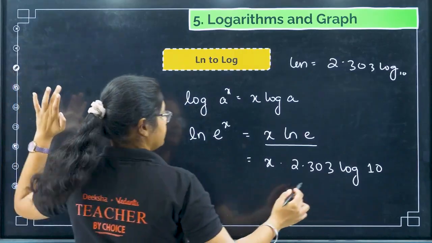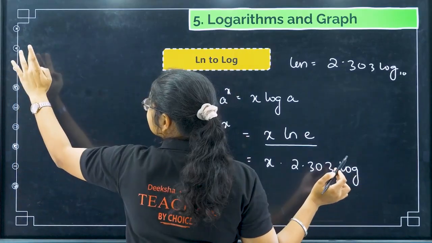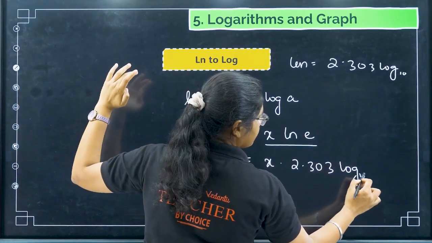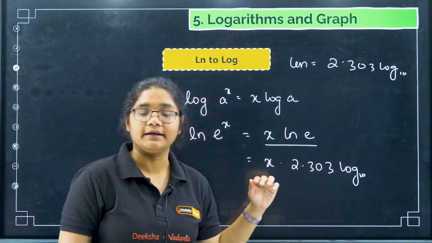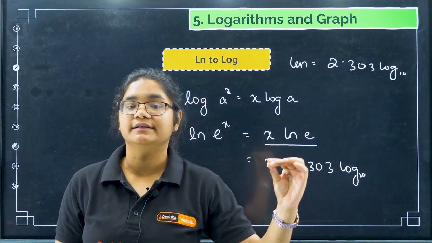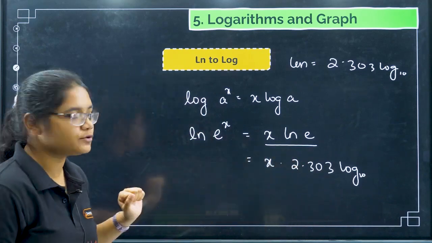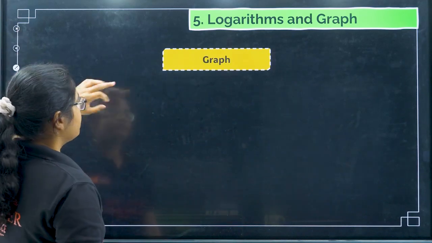I should write it as base. Whenever you have to convert ln to log, you have to multiply that with 2.303. Okay, this conversion is also very important. Now moving to the graph.